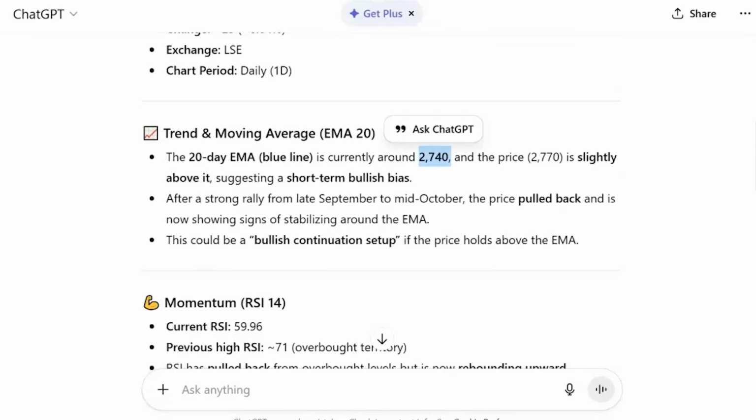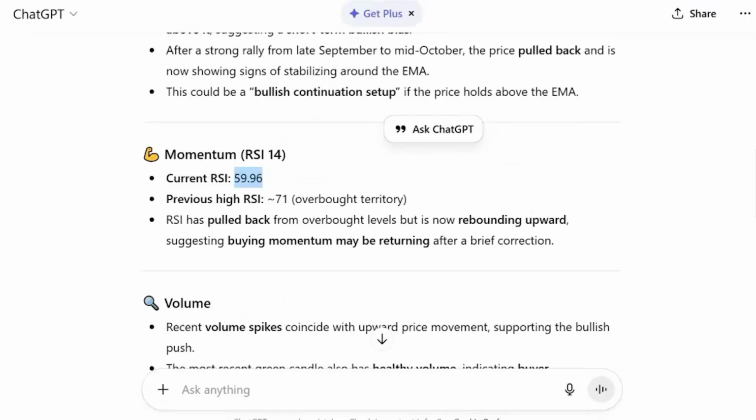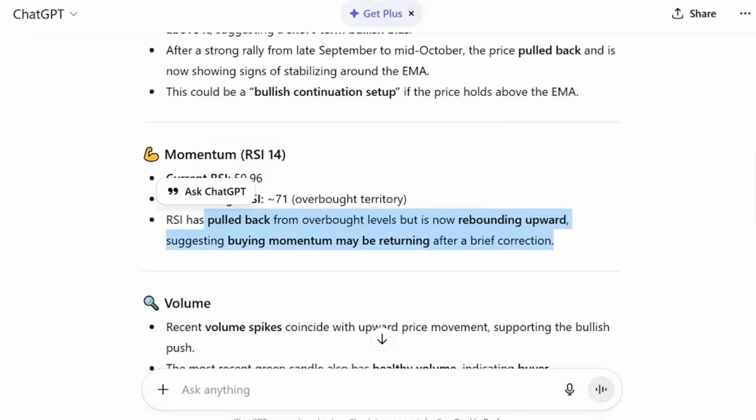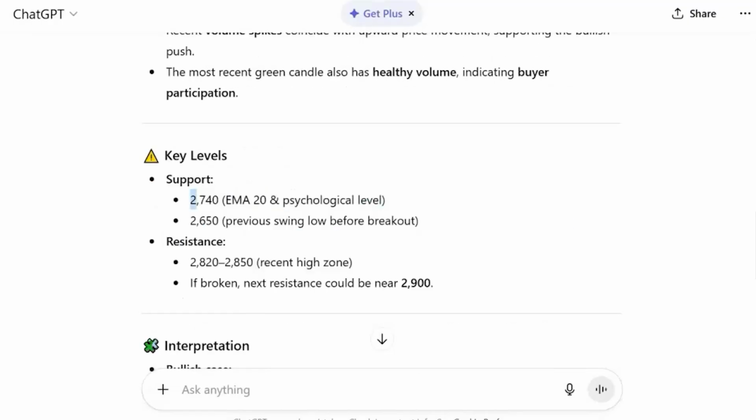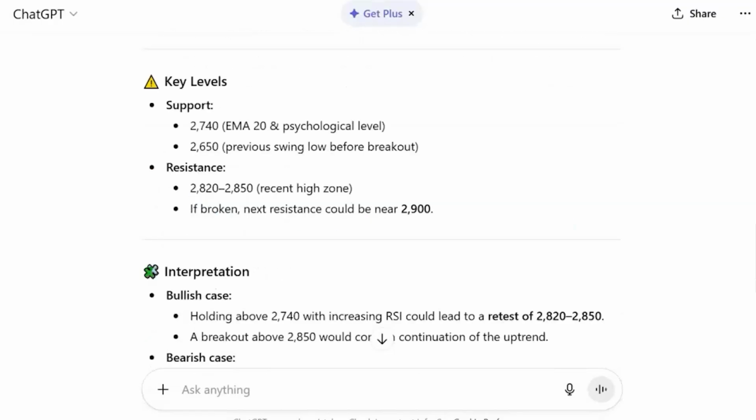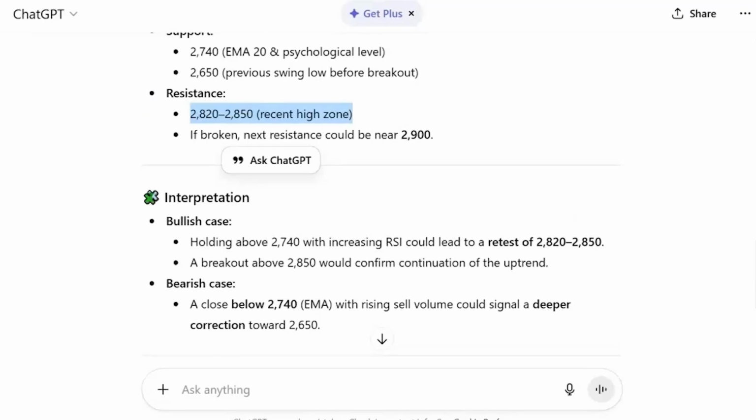currently at 2740, which is just above the 20 day moving average. At this level, the RSI is at 59, and RSI is trying to pull back from the overbought level, but is now rebounding upward. The key support is at 2740. Resistance is at the peak, and what it is suggesting is holding above 2740.